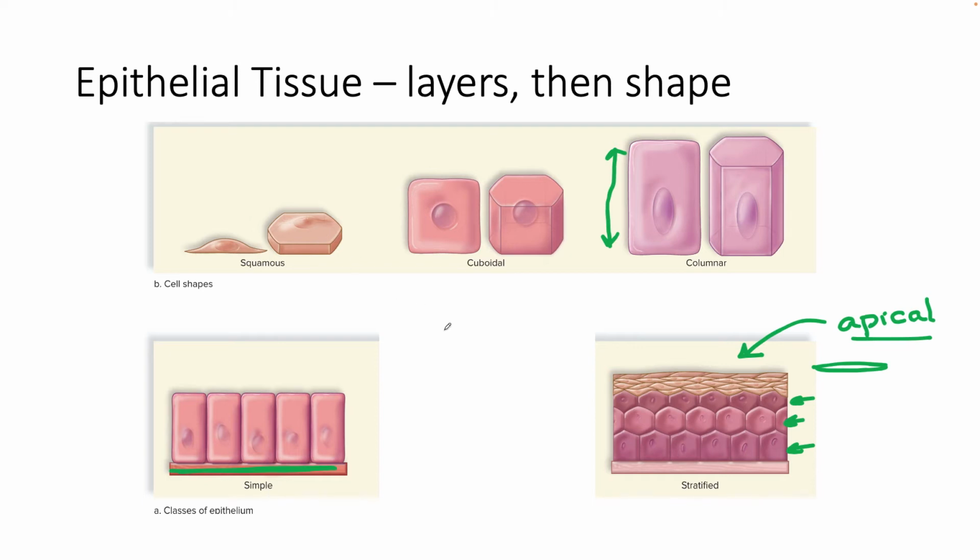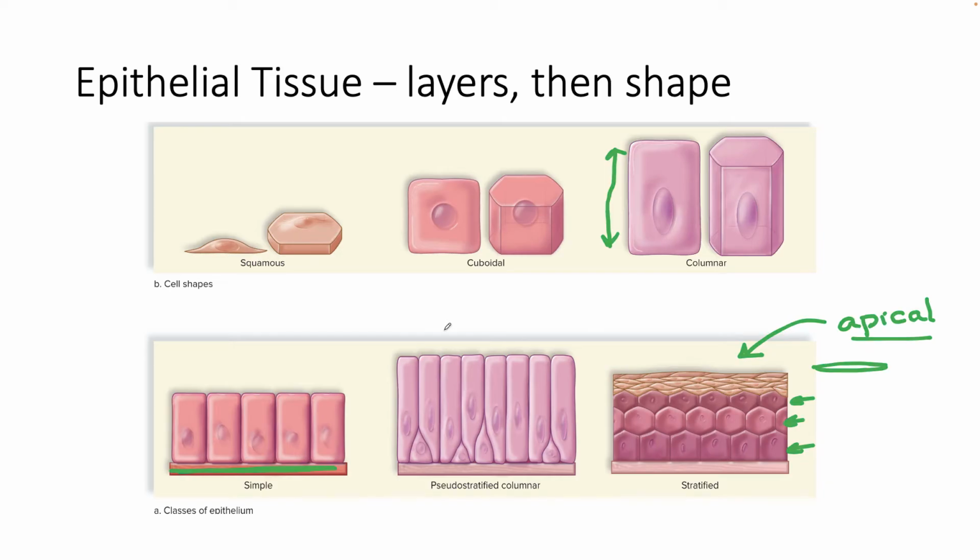Now there's one other designation, and that is pseudostratified columnar. Pseudo means fake. And pseudostratified columnar, you can see that they're columnar cells, but the reason we call them fake stratified is because they look like there's more than 1 layer, but if you look, every single cell is touching the basement membrane. So we'll talk about that a little bit later. So by putting the number of layers first and then the shape second, we can name all these different types of tissues.